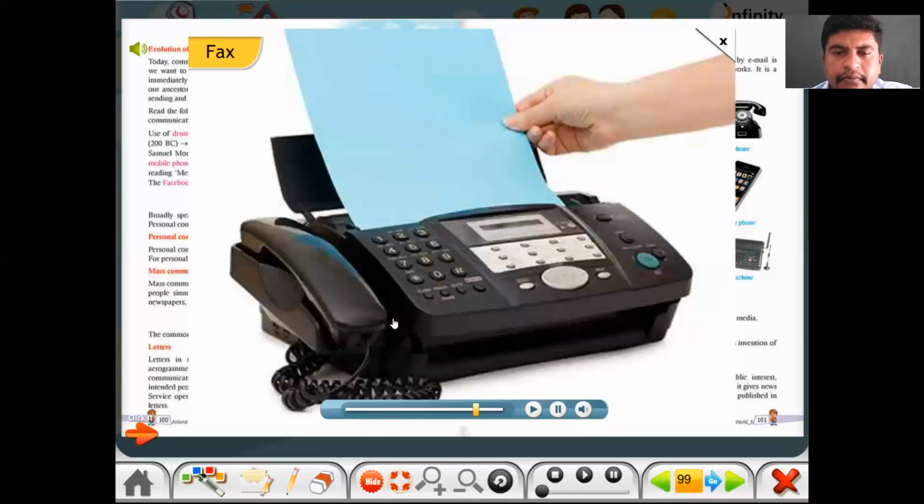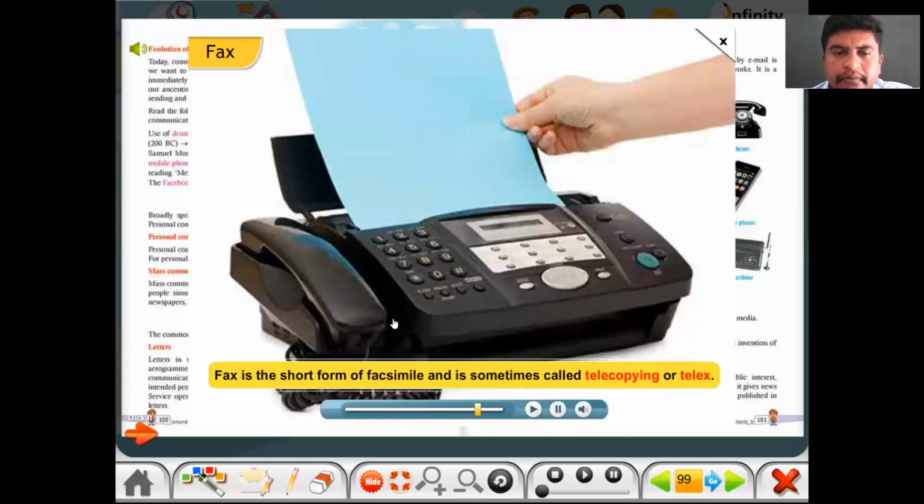Fax. Fax is a short form of facsimile and is sometimes called telecopying or telex. It is the telephonic transmission of printed material, normally to a telephone number connected to a printer. The original document is scanned with a fax machine and transmitted to the receiving fax machine immediately.